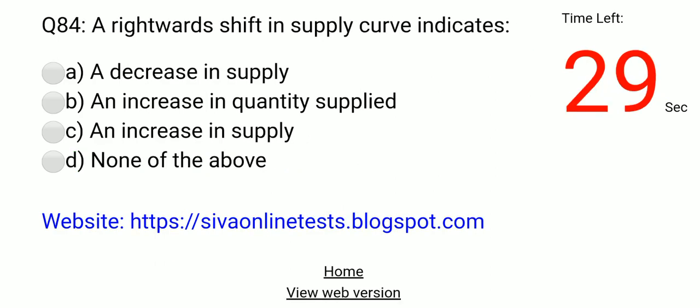Question 84. A rightward shift in supply curve indicates. Options. A. A decrease in supply. B. An increase in quantity supplied. C. An increase in supply. D. None of the above.